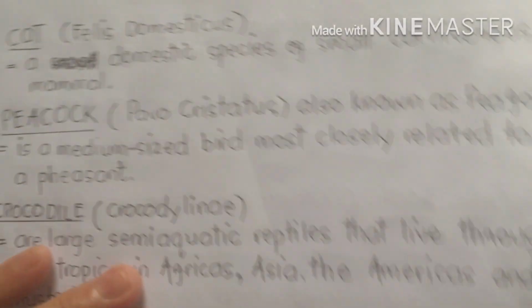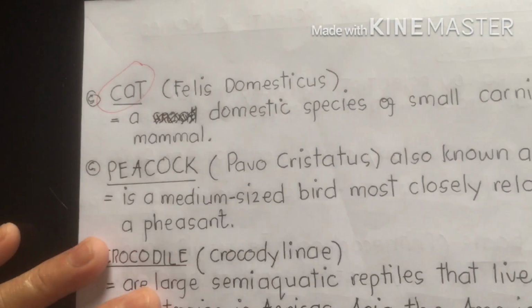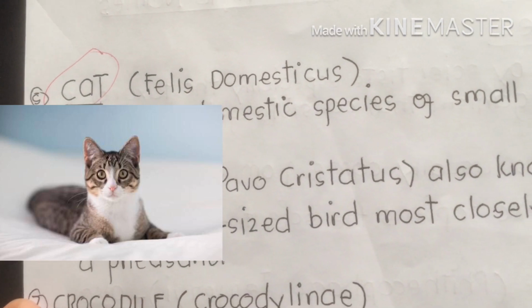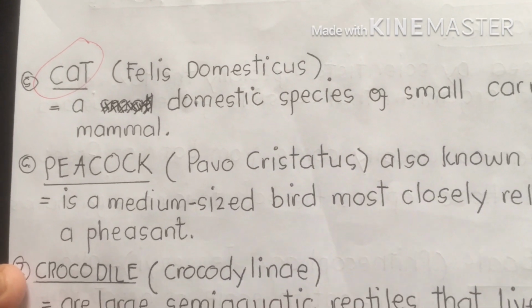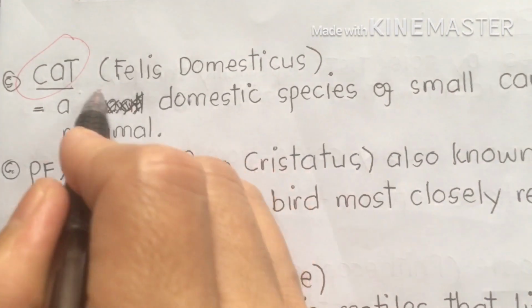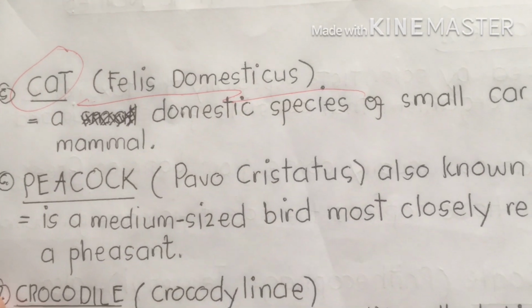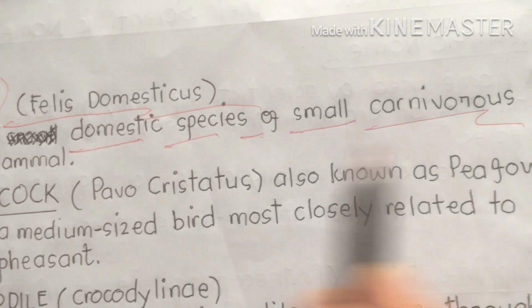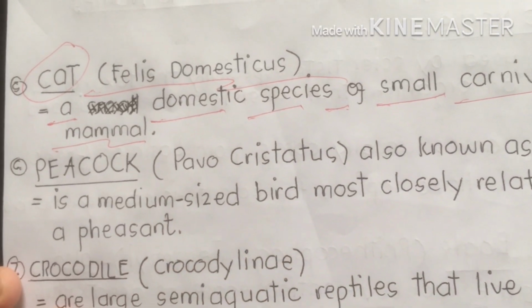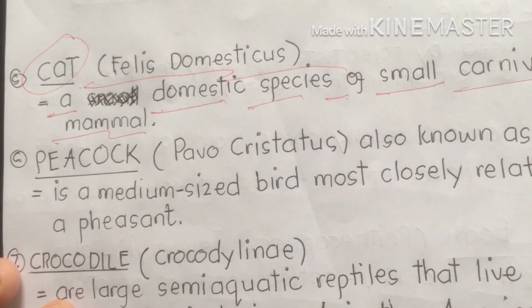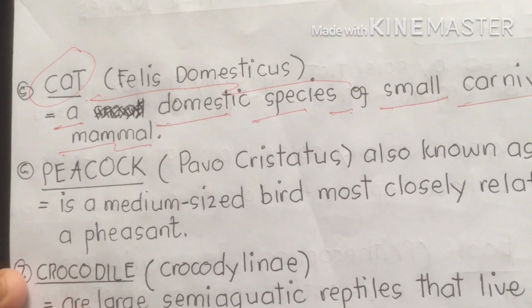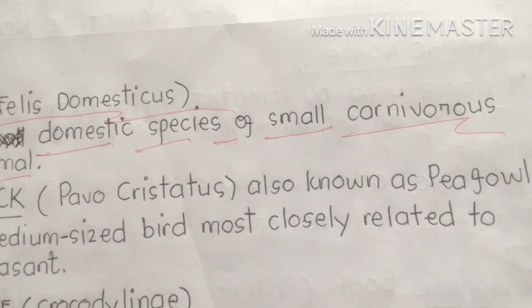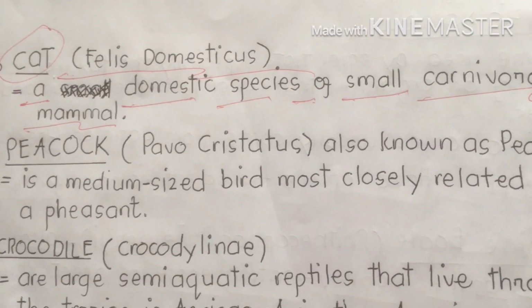Let's proceed to the next number. We have a cat. A cat is what we call a very entertaining pet that helps us also entertain, and of course serves as our stress reliever. It's a Felis domesticus, their scientific name. A domestic species of small carnivorous mammals. Okay, it's meat eaters also. That's why we need to buy what we call cat food, or special cat food, or different types of cat food, as well as we feed them in a proper way, of course, in order to help them grow well.